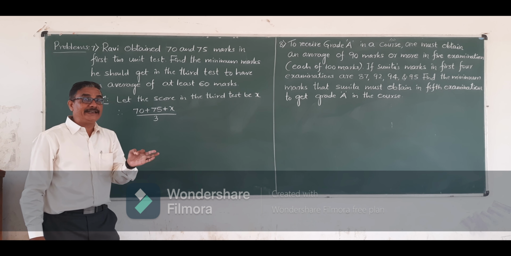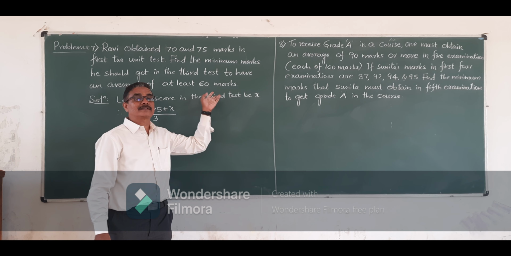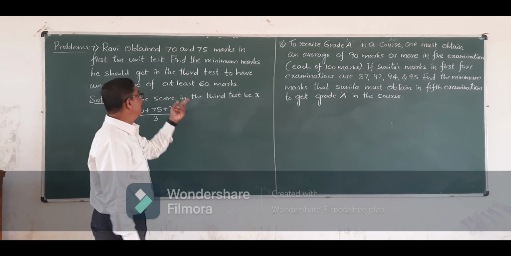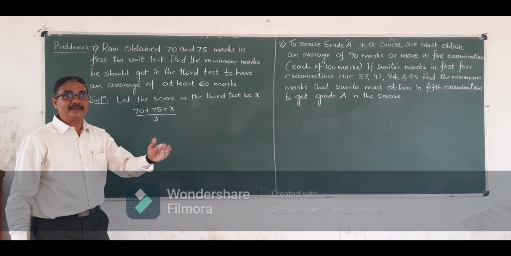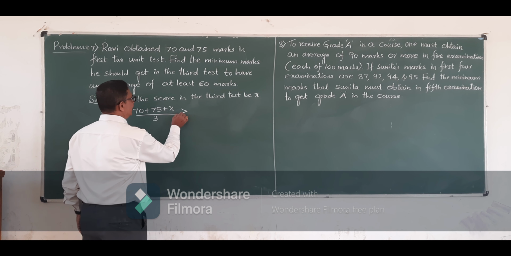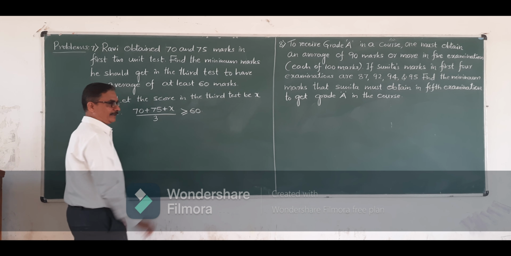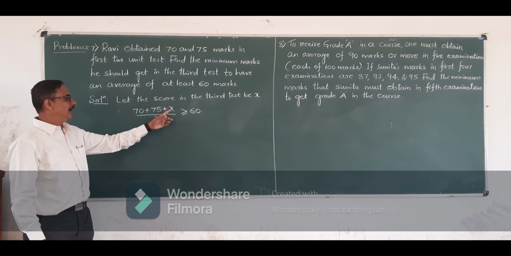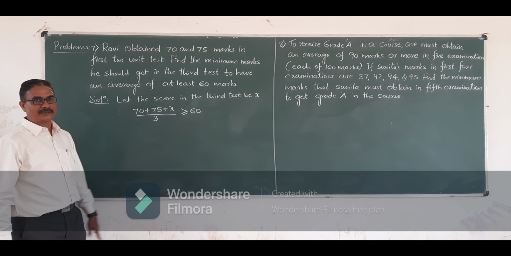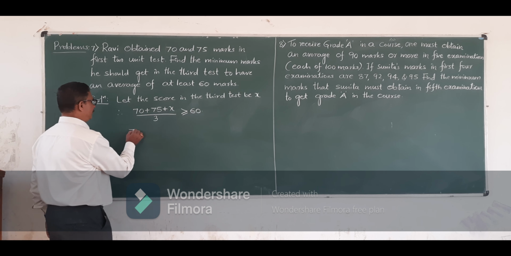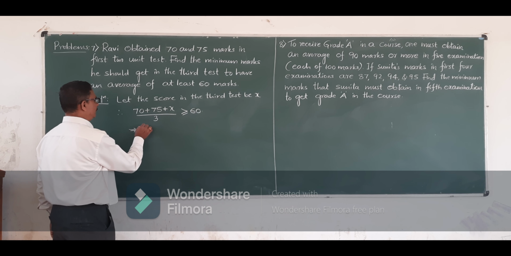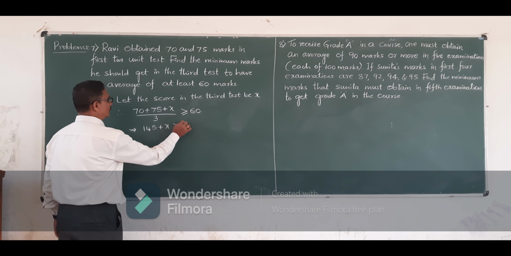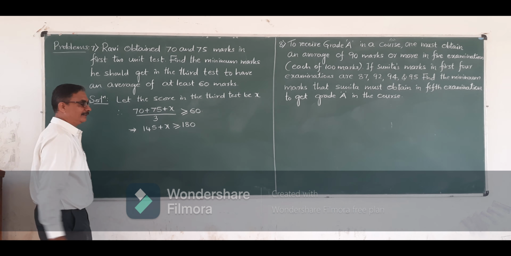marks. The word at least means either 60 marks or more than 60 marks, that is, more than or equal to 60. Okay, exactly 60 can be taken or more than 60. So how many marks will he get in the third test? That is the question. Simplify. Now here 70 plus 75, 145, plus x, is more than or equal to 3 into 60, 180.